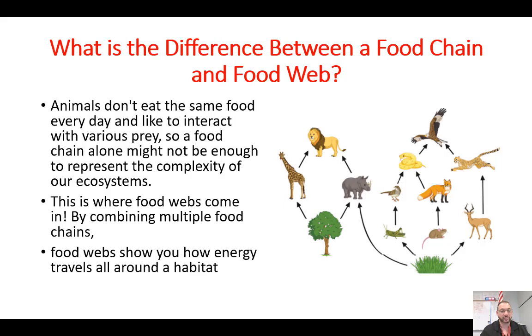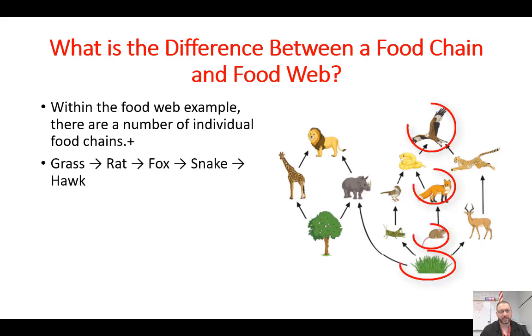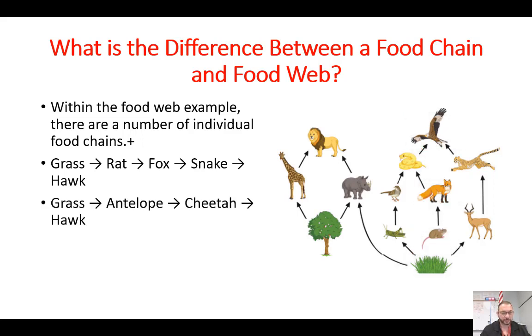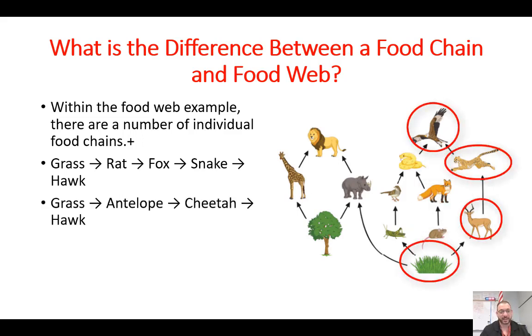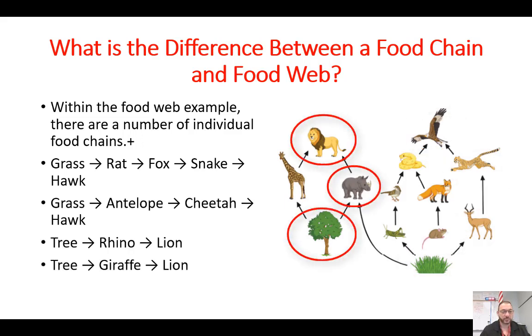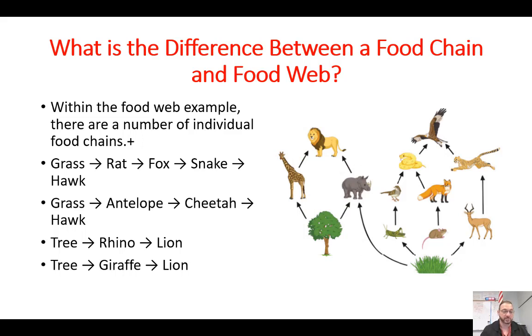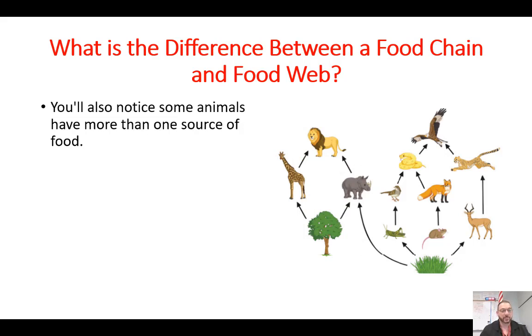Food webs show you how energy travels all around the habitat. Within the food web, there are a number of individual food chains. So we can look at the grass, rat, fox, snake, and hawk. That's one food chain. We can also start with the grass, antelope, cheetah, and hawk. We can do the tree, rhino, lion, or you could do the tree, giraffe, lion. All of these are individual food chains that are part of the whole food web in this particular ecosystem. So you'll also notice some animals have more than one source of food, like the lion, the snake, the hawk.